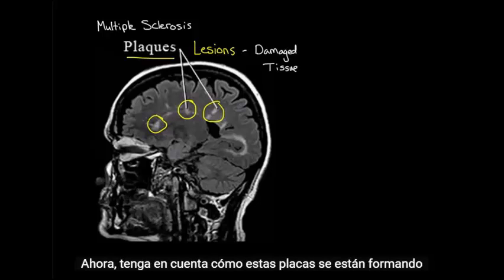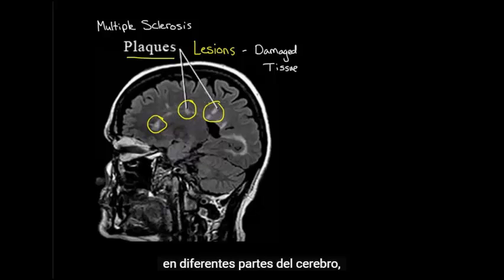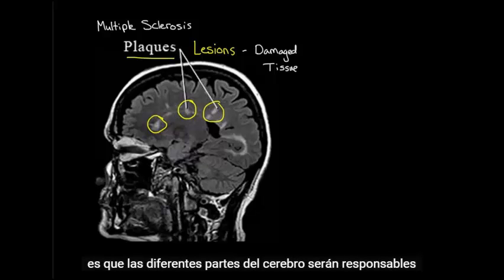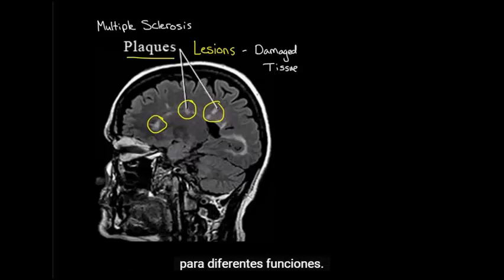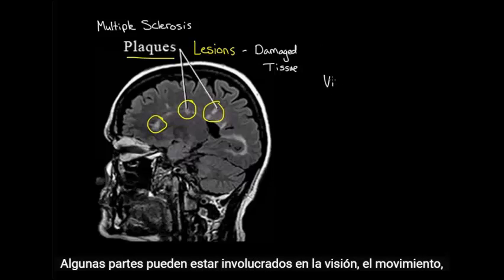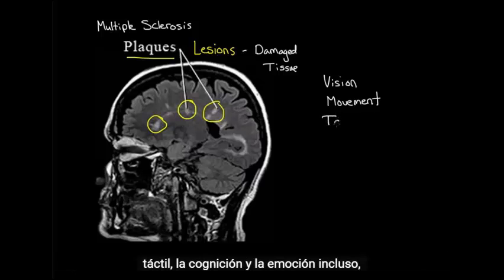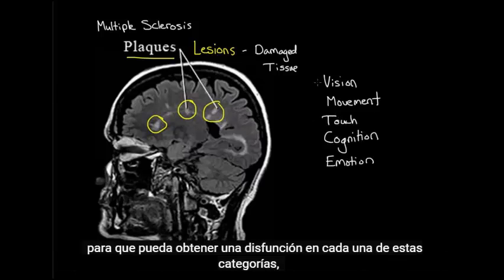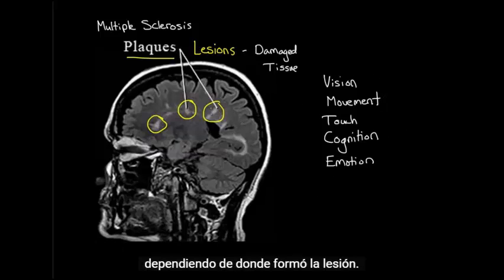Now note how these plaques are forming in different parts of the brain. So the really important thing to keep in mind is that different parts of the brain will be responsible for different functions. So some parts may be involved in vision, movement, touch, cognition, and even emotion. So you can get a dysfunction in each of these categories depending on where the lesion forms.